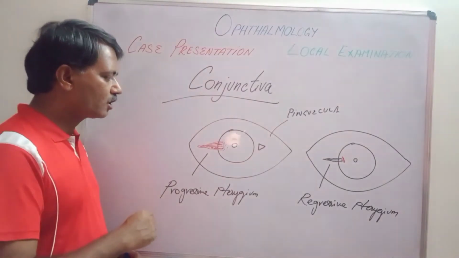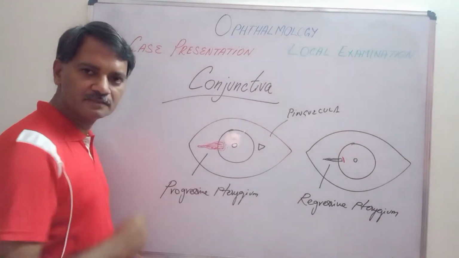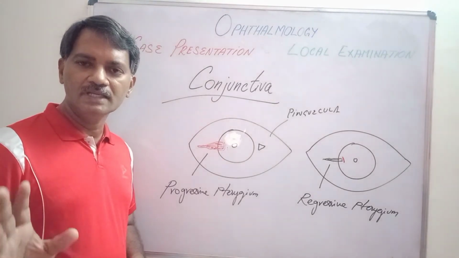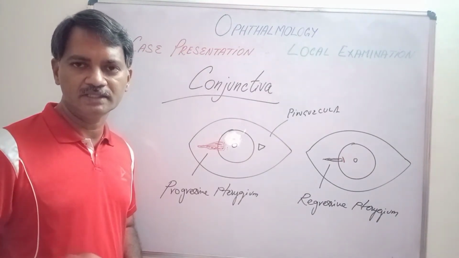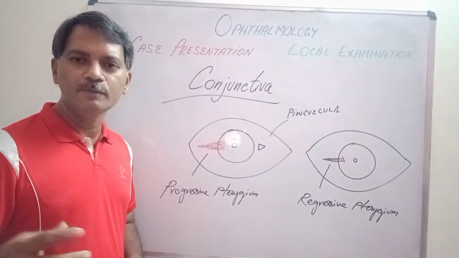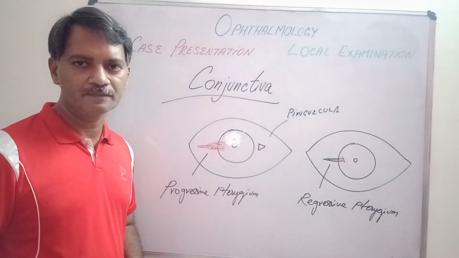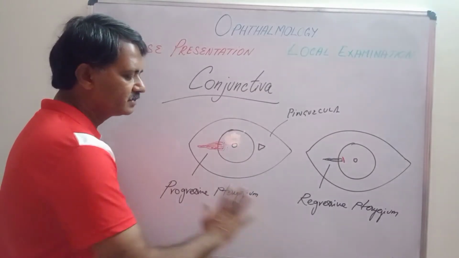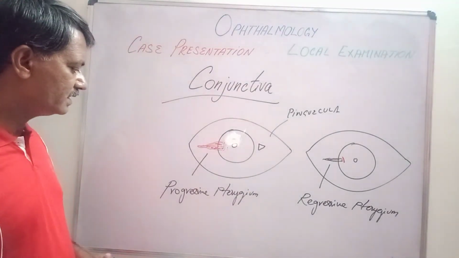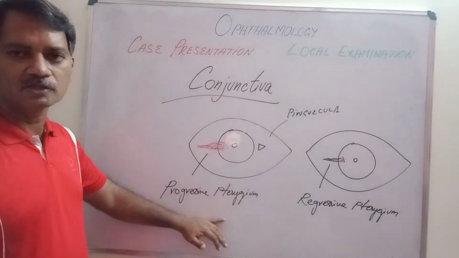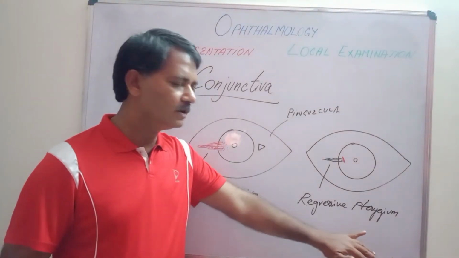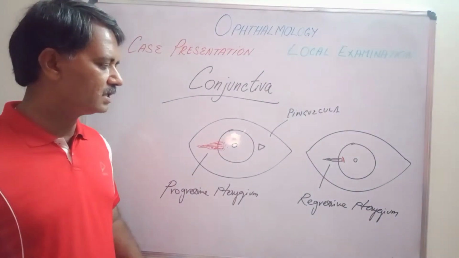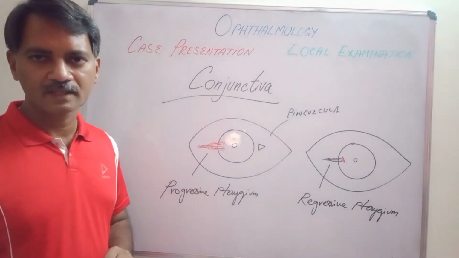Next, I am going to talk about pterygium. Pterygium is a subconjunctival elastotic degeneration of the conjunctiva with a fibrovascular growth. Here, there are two types of pterygium. One is a pterygium which is active, that is called progressive pterygium. The other one is a pterygium which is inactive, which is called the regressive pterygium.